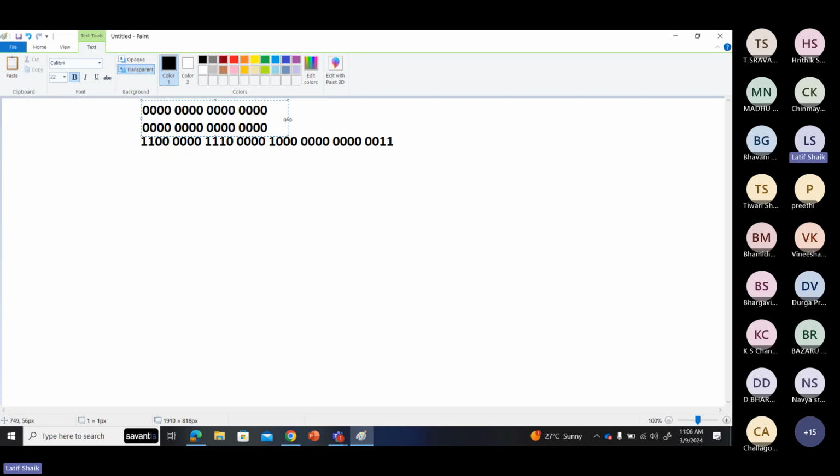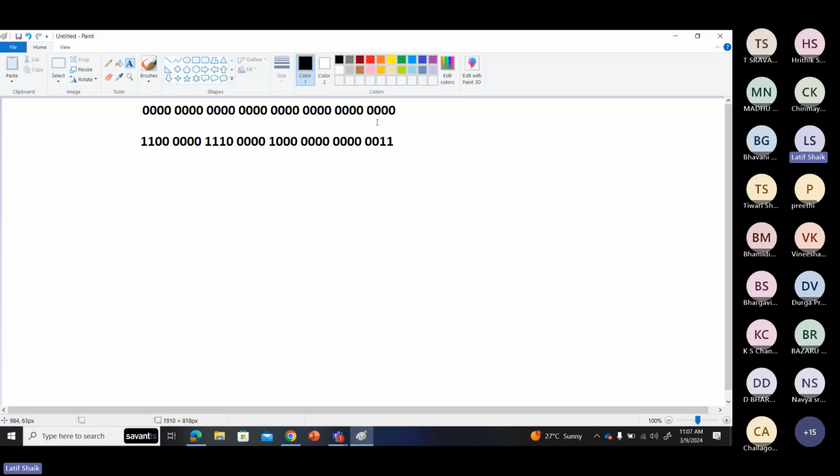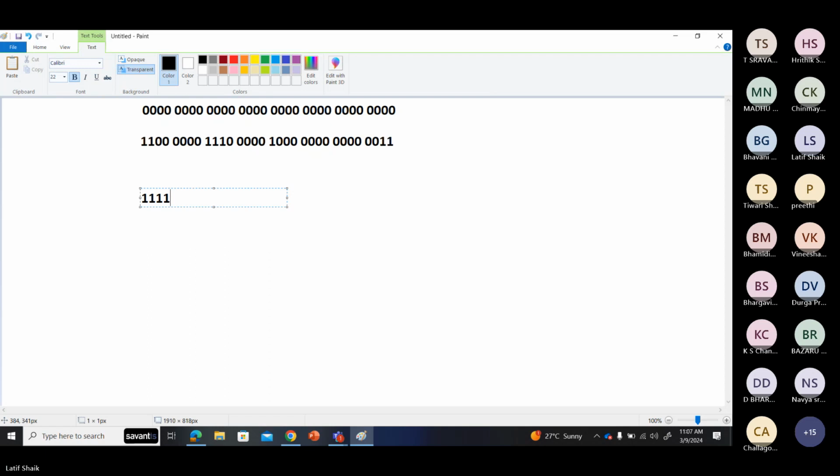If it starts from all zeros, 8, 8, 8, 8, totally 32, this is the starting number in IPv4. And the ending will come like this: all 32 bits are ones.